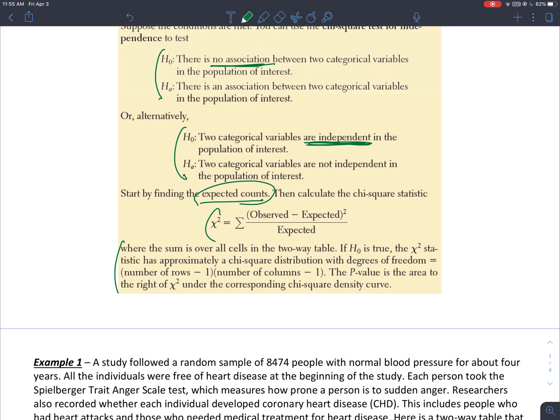So, the null hypothesis is true. The chi-square statistic has approximately a chi-square distribution with these degrees of freedom. Again, I'm pretty sure your calculator gives that to you, but it's number of rows minus 1 times number of columns minus 1. Okay? And then the p-value is the area to the right, and your calculator does all this. All right. Visually, it looks again like this. Chi-square, something like this. Okay? And so you'd have a chi-square statistic you find, and this is the probability, the area to the right of it. All right?